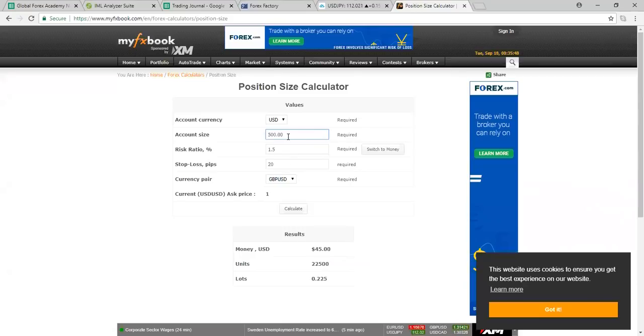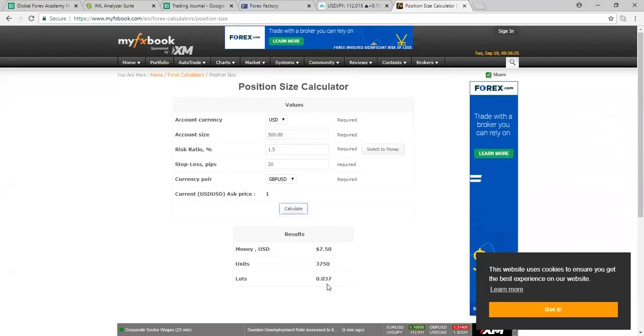So if we had a $500 account balance and we wanted to risk 1.5% with a 20 pip stop loss, and let's say our pair is GBP USD, all you would do is calculate it, and this gives you your risk. Based on a $500 account, in order to risk 1.5% of your total account balance, you should not be risking more than $7.50 per trade, and your lot size should be 0.30.